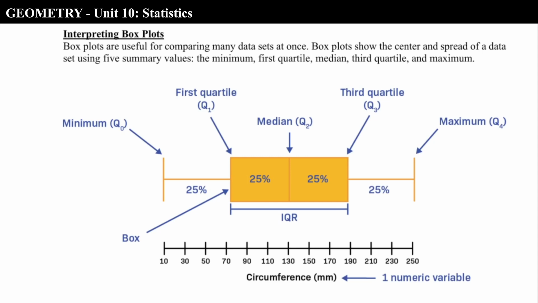Box plots are useful for comparing many data sets at once. Box plots show the center and spread of a data set using the 5 summary values: the minimum, first quartile, median, third quartile, and maximum. We discussed all of that, so this should be review from the last section. Let's take a look at an example reading box plots.